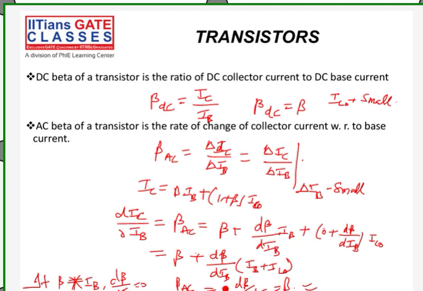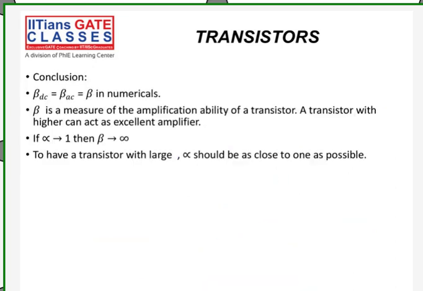In the other case, beta AC DC was also beta. So these two were clear. So from this, I can tell you the next thing here. The conclusion. What is the conclusion here? Conclusion is first, beta DC equal to beta AC and equal to beta in numerical questions. We generally take this because there is a minute difference that cannot make big differences. Okay.